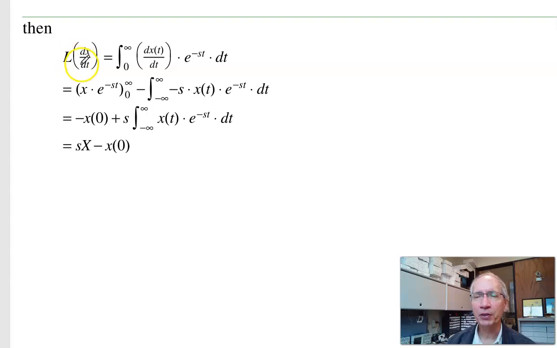Then by integration by parts, Laplace transform of the derivative is the integral of this guy. That'll be the first part minus the second part. This is assuming x goes to 0 as t goes to infinity. This is x of 0 minus s times the integral of x of t e to the minus st. That's x of s. So that is the Laplace transform of the derivative. Again, if the initial condition is 0, it's just s x of s. S times x.